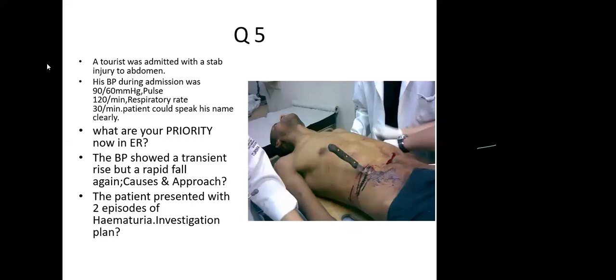Good morning. A tourist was admitted with a stab injury to the abdomen. His BP during admission was 90/60 mmHg. Pulse rate was 120 per minute. Respiratory rate 30 per minute. Patient could speak his name clearly. What are your priorities now in the ER?